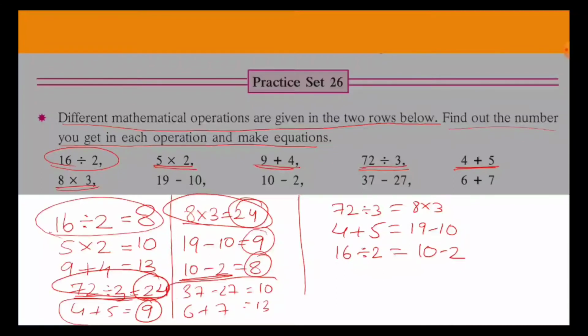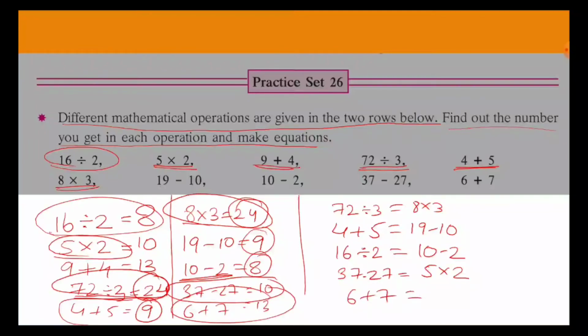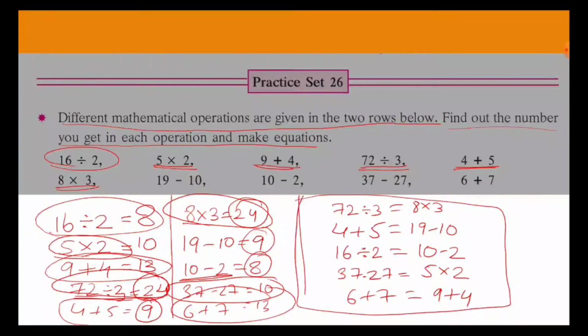Next is 37 minus 27, that is 10. Okay, and 5 2s is also 10. So we can get the answer for this as equal. Next is 6 plus 7 is 13, and here 9 plus 4 is also 13. So these are the main final answer for us. Okay, these are nothing but equations.